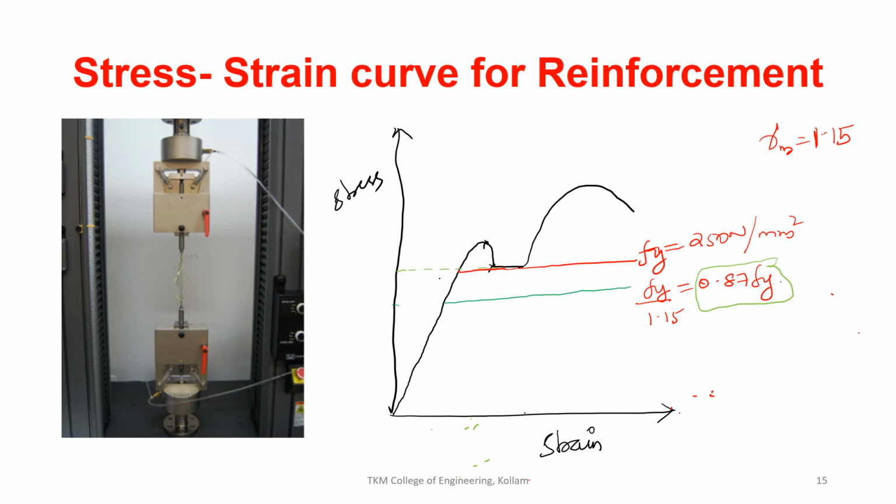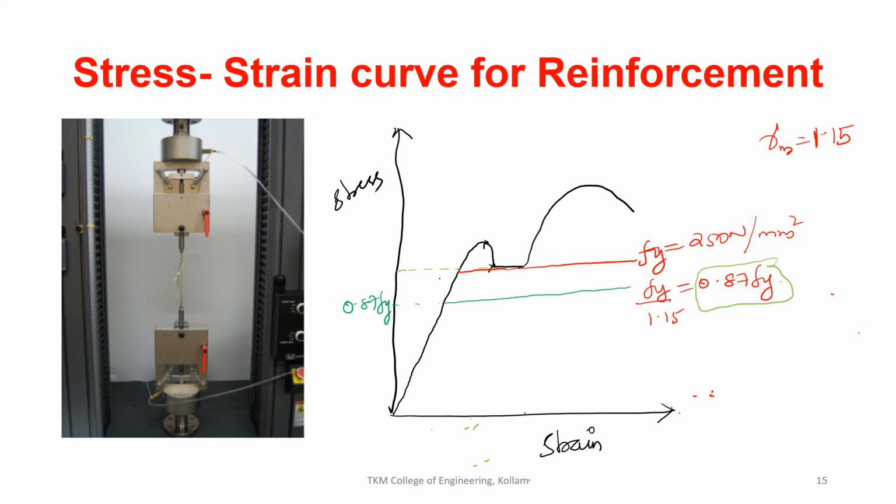So this value will be what? This value will be 0.87 Fy. Now, if you want to see the strain at the time of your maximum yield stress or design yield stress, I told you that the stress strain curve you have seen in your SM lab for your mild steel will be linearly varying.